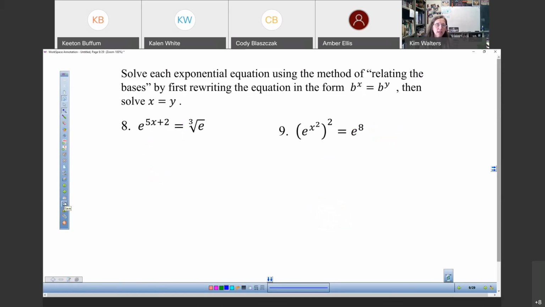See, this is what happens when you don't ask questions: I go on to the messy ones. This one's not that bad. I just need to write it so I have e on both sides to a power. On the left-hand side, I have e to the 5x plus 2. Over here on the right-hand side, the cubed root of e, I can write as e to the, let's see if y'all are paying attention. The cubed root is what exponent?